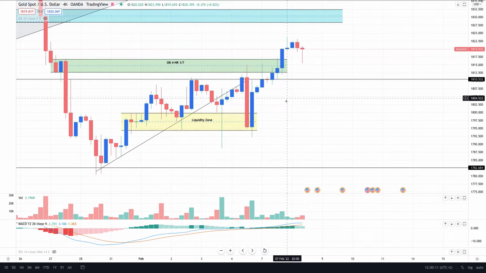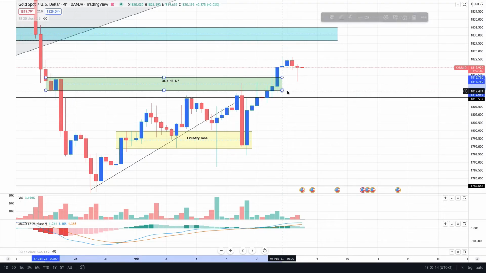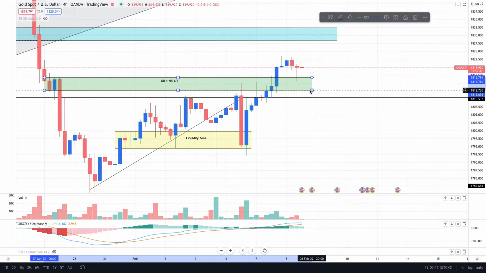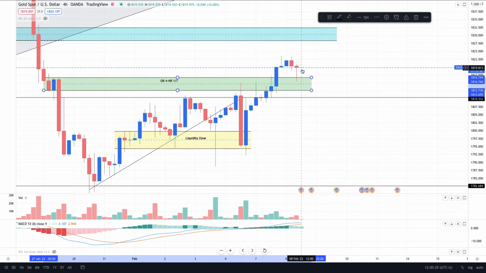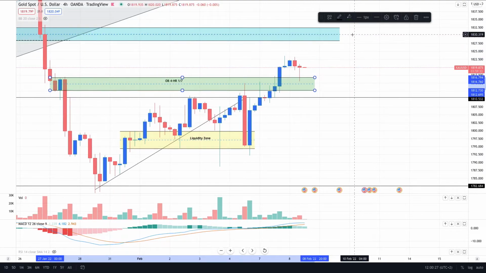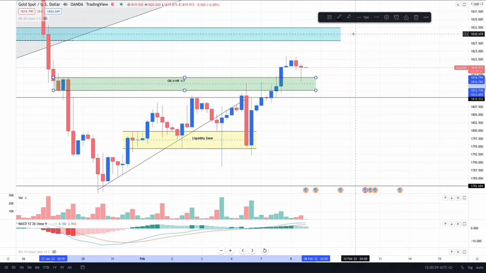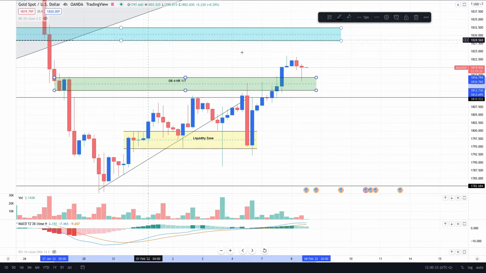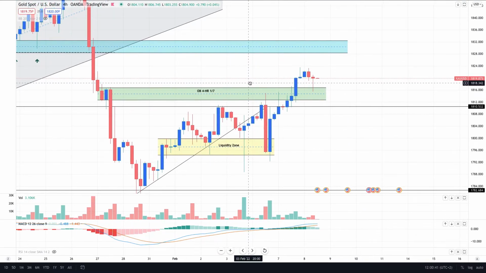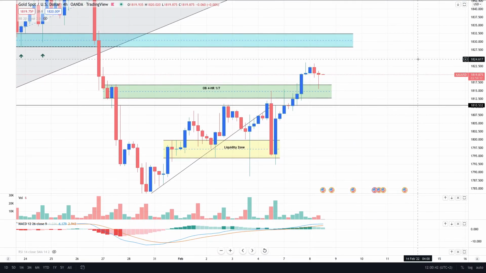Let's see what it does. It might retrace back into this order block zone here, flip it as support, but I personally see it coming back down to retest this area again before carrying on upwards to this area here, this 1830 to 1832 blue zone. This is what I would like to see as a target should we get any long positions that present themselves to us. So let's keep watching it.